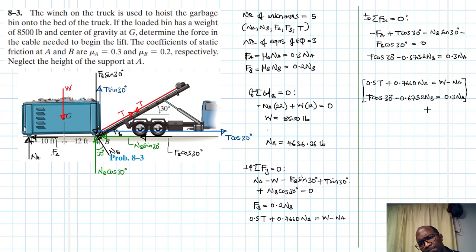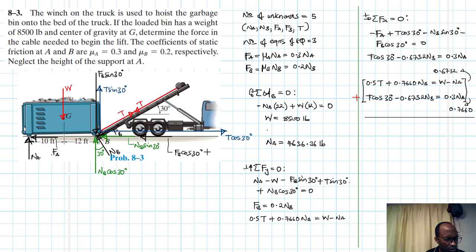I want to find T. Alright, so I can multiply here by 0.6732 and here I multiply by 0.7660. Then I sum up. Right, let's do that. This is the substitution method.